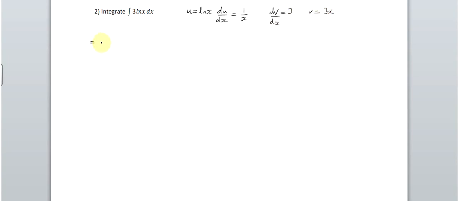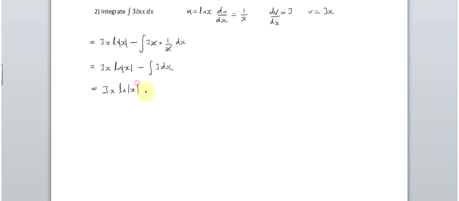So it's uv, so it's 3x ln of x minus the integral of v du. So that is the integral of 3x times 1 over x with respect to x. And they obviously cancel. So that is 3x ln of x, put the modulus signs on, minus the integral of 3 with respect to x, which gives us 3x ln of x minus x plus c. Job done.